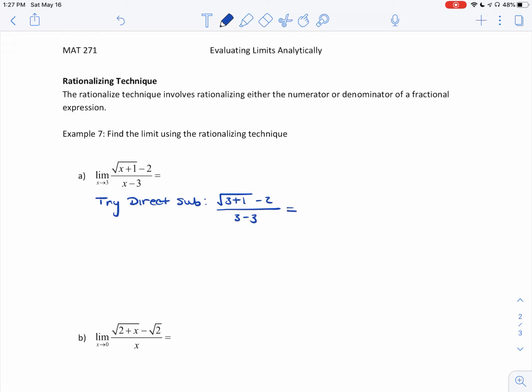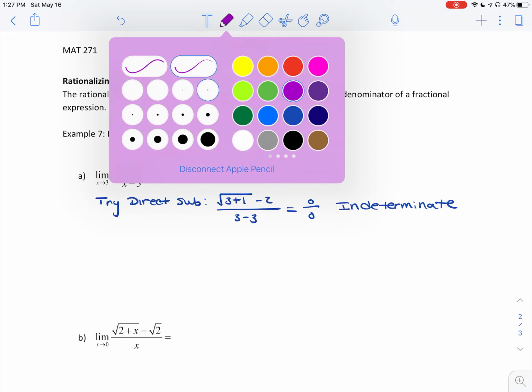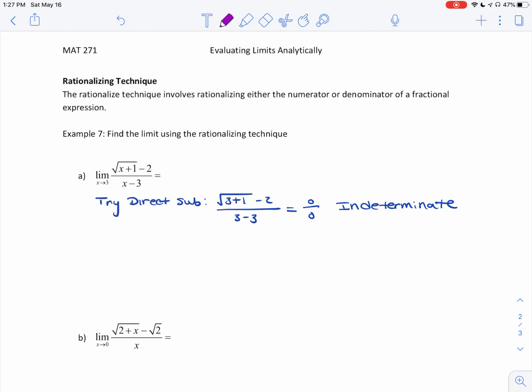But of course, square root of 4 would be 2. 2 minus 2 on top is 0, and a 2 on the bottom, so this is indeterminate. All right, let's go ahead and try to simplify this.